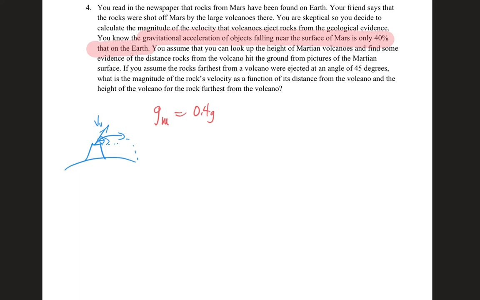Let's see here. Assume the rock's launch angle is 45 degrees, so our theta will be 45 degrees. What is the magnitude of the rock's velocity as a function of its distance from the volcano and the height of the volcano?